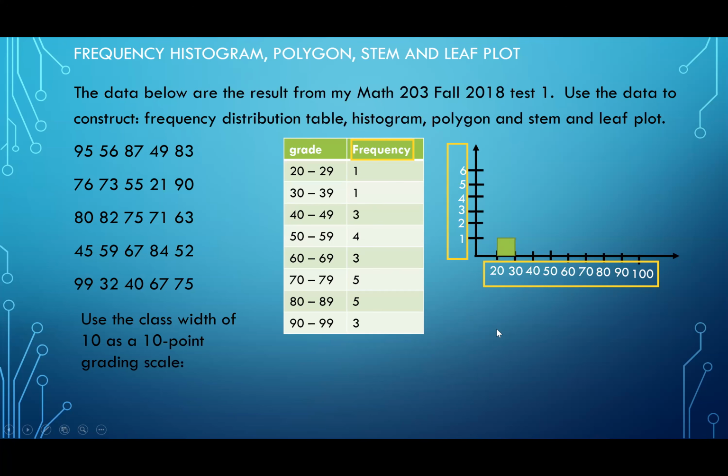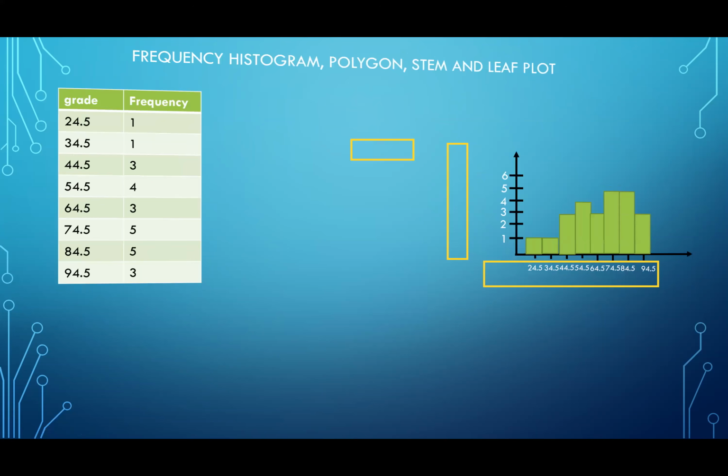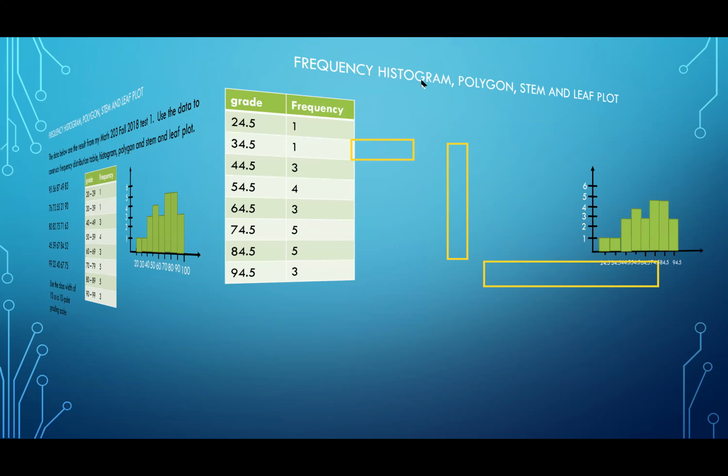And the unique thing, ladies and gentlemen, about the histogram is your bars will touch each other. From 20 to 30, we have 1 frequency. From 30 to 40, we have 1 frequency. From 40 to 50, we have 3, which is your frequency right here. And from 50 to 60, we have 4. Same thing, we put in our frequency based on our item here.